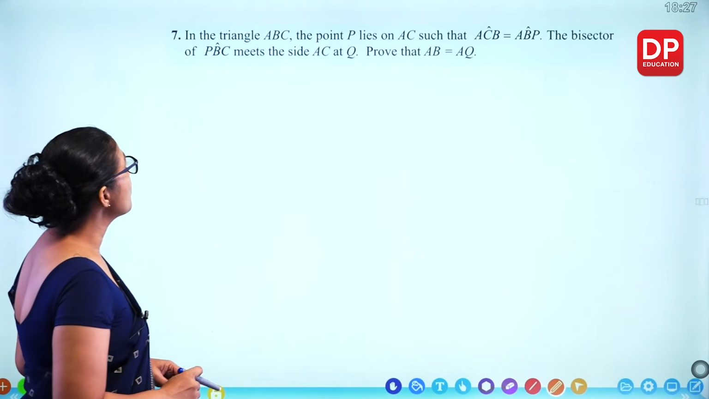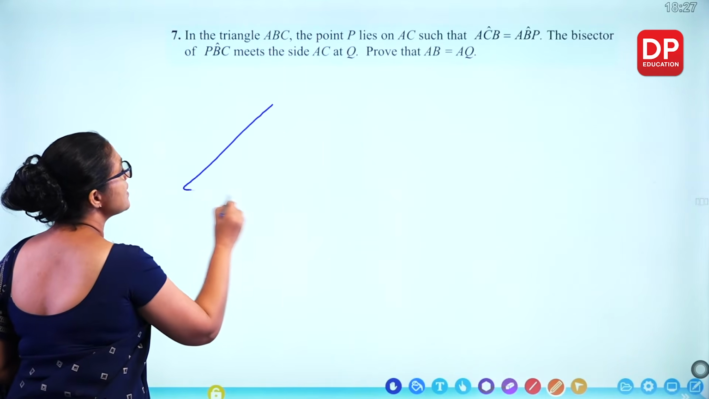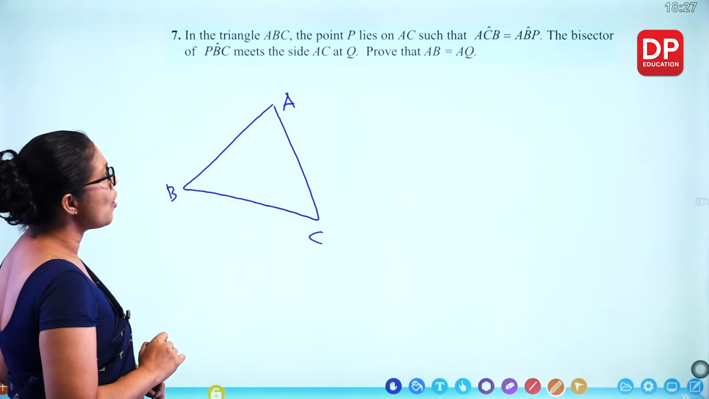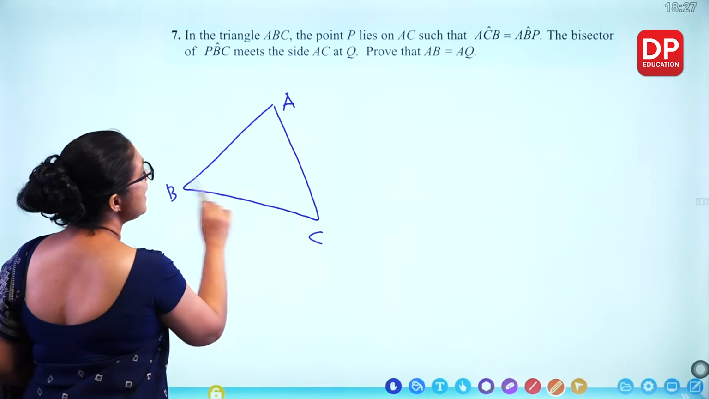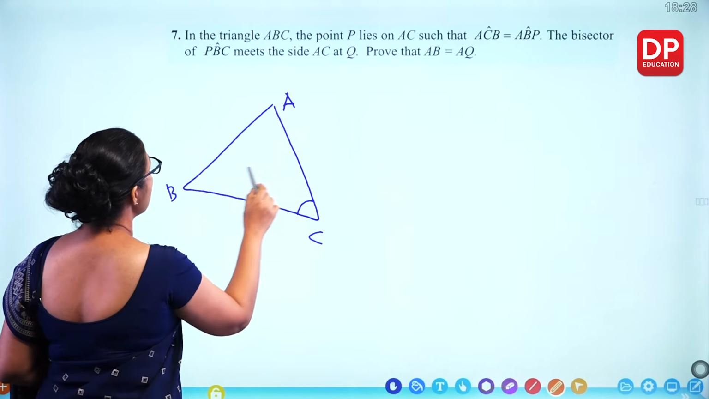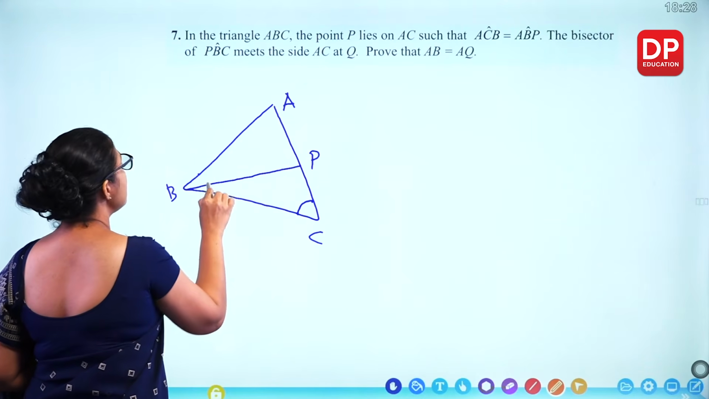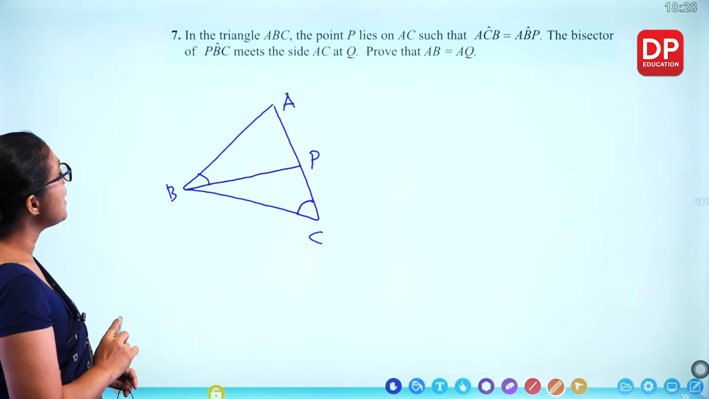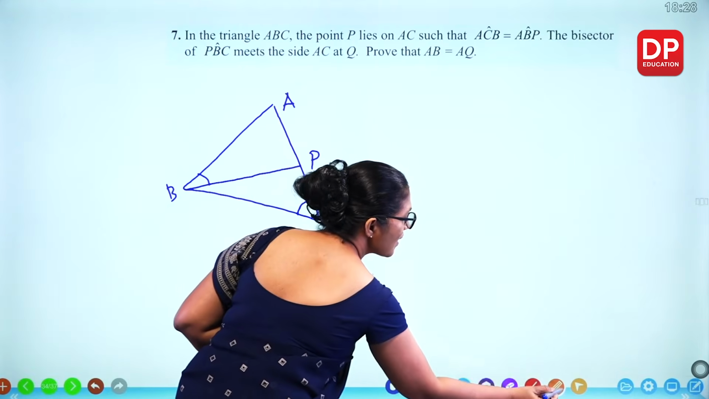Now we'll look at the 7th question. It says in the triangle ABC, so we'll draw it. The point P lies on AC, somewhere there, such that angle ACB is equal to angle ABP. So here if you draw P somewhere, this angle and this angle are both equal. The bisector of PBC, bisector, so we'll take another color.